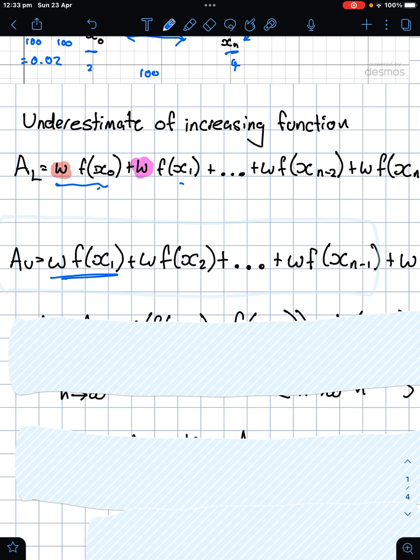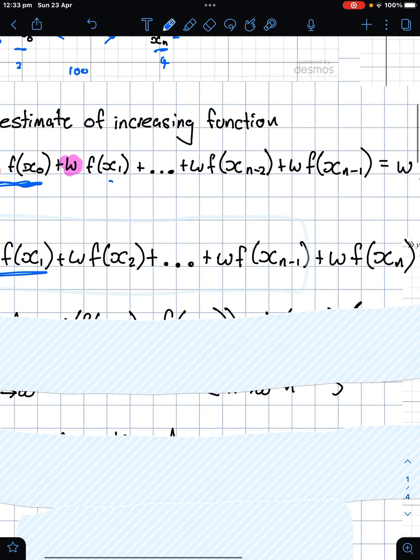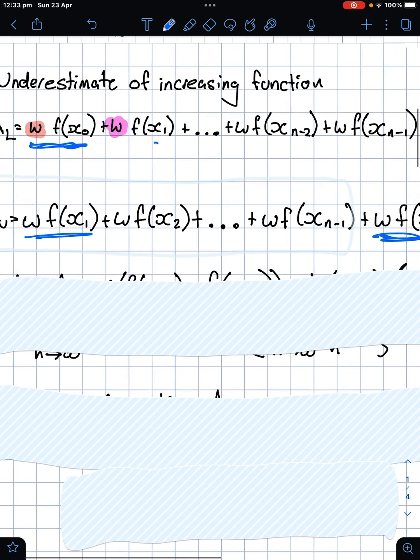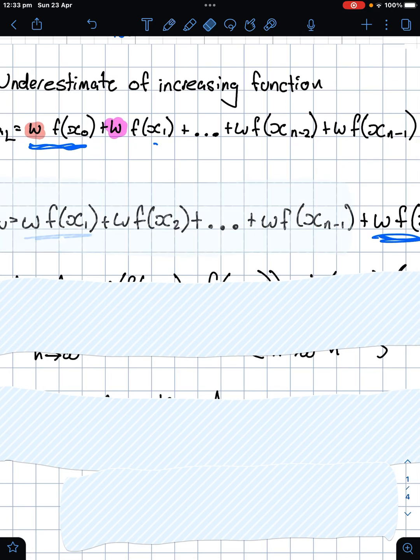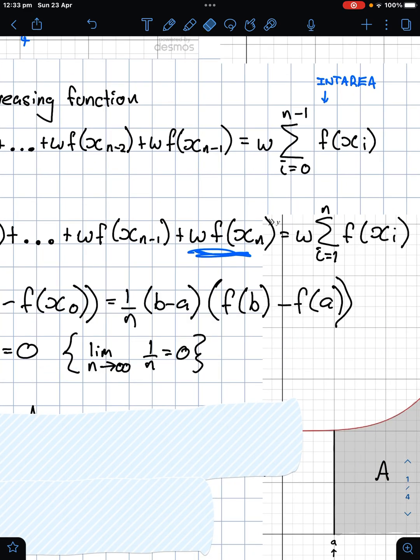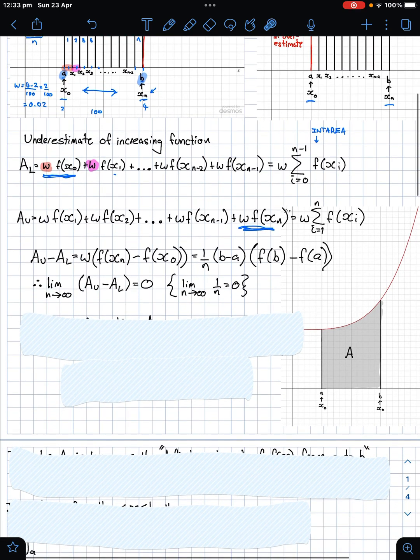So this term doesn't exist in the overestimate, like this term here doesn't exist in the underestimate. So these two things, I better get rid of that one because that one does exist. Okay. Now, this leads us to the next part, which is mainly a proof here.